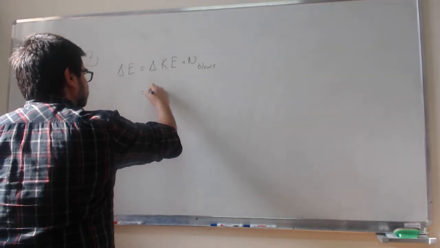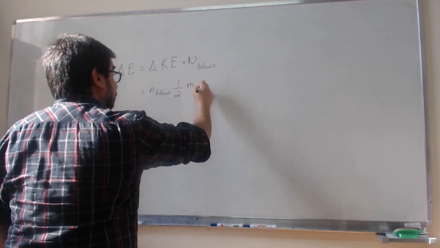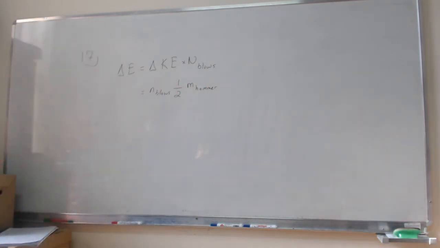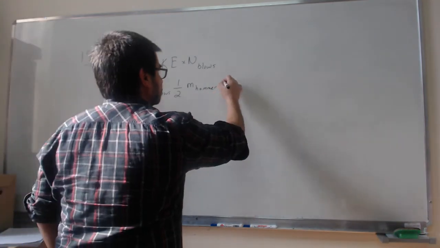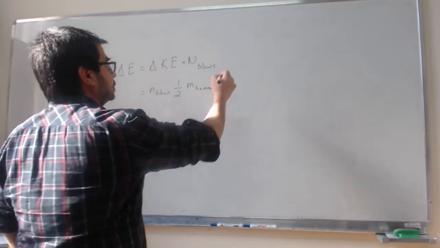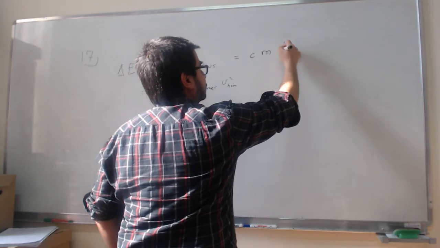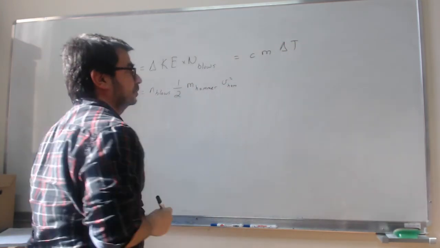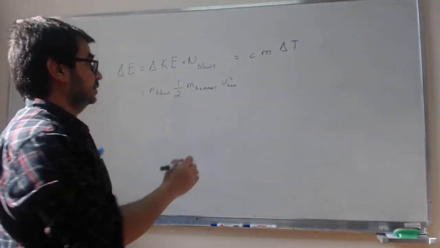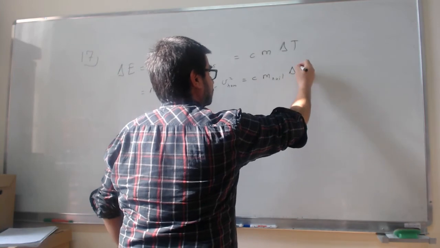So this is going to be the number of blows, let's say, times a half m hammer. So we are looking at the kinetic energy of the hammer, not the kinetic energy of the nail, which is of course 0, times velocity of the hammer squared, right? And this is going to be equal to C times m times delta T, right? The specific heat of the iron nail, or iron, times the mass of the iron nail, times delta T.